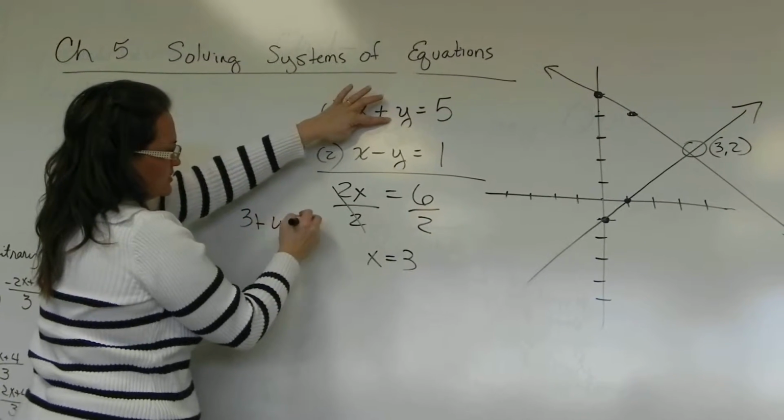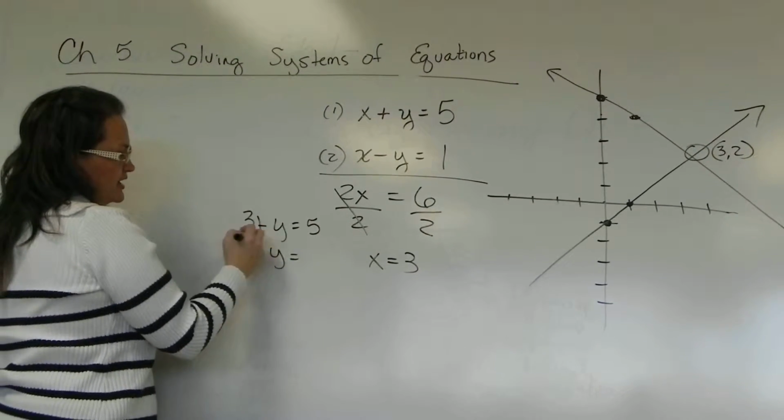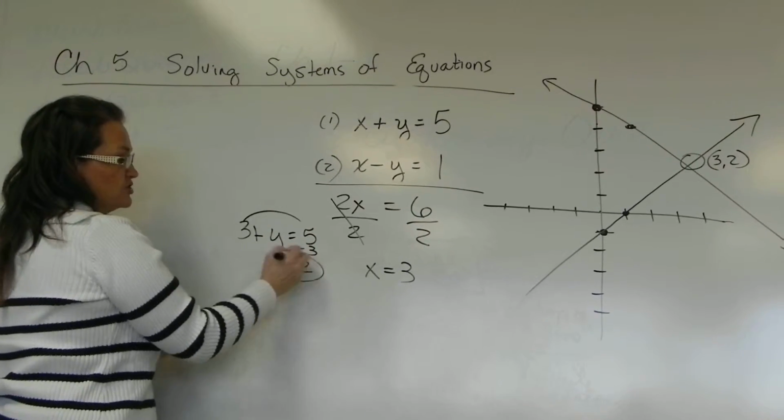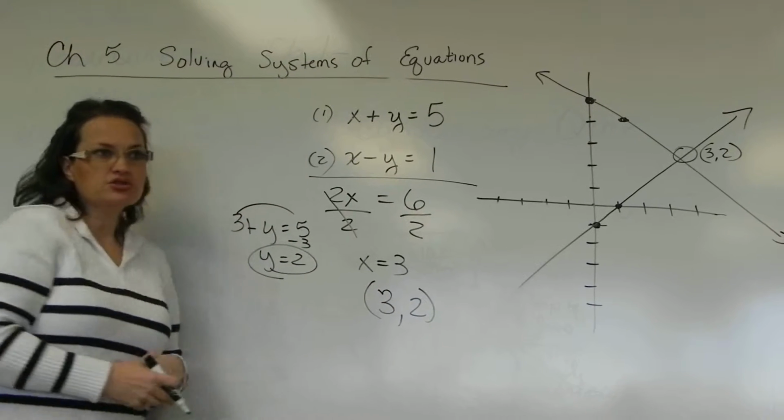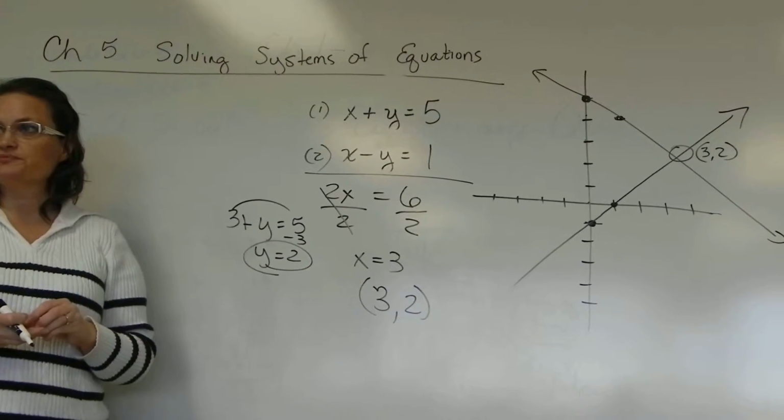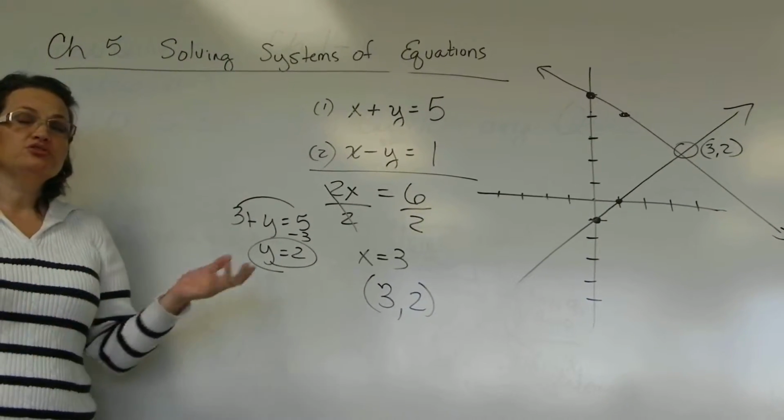3 plus Y equals 5. So Y equals, throwing the 3 across, would be 2. So its counterpart is 2. 3, comma 2, the solution to that system by addition. So no matter what method you're using, you should get the same result.